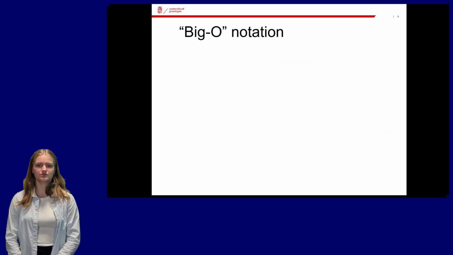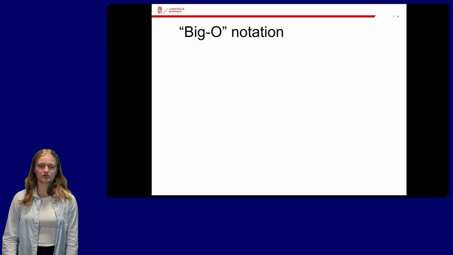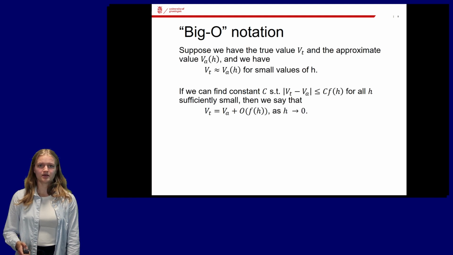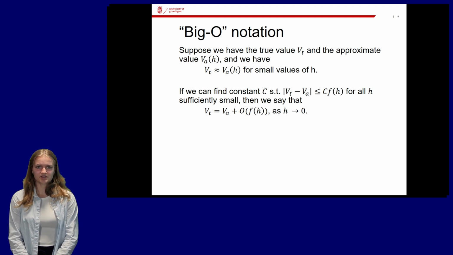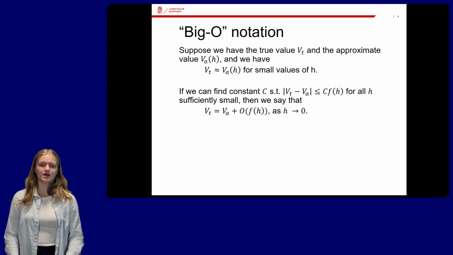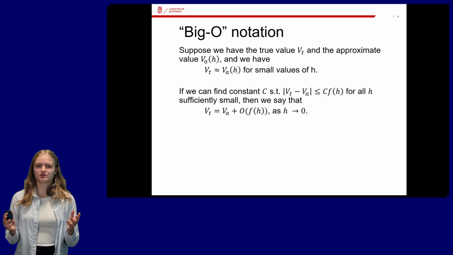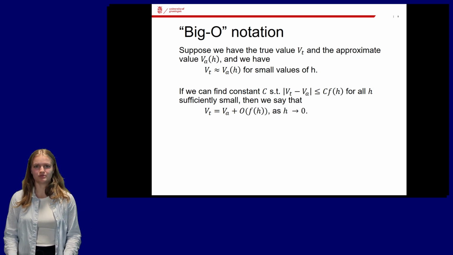So another useful notation in the error analysis is the big O notation. I'll be using this in the videos as well. It is more formally known as the asymptotic order notation. So let's say we have a true value, again, Vt, and an approximate value, Va, that depends on the parameter h. And usually we'll use h for the step size. If h becomes small enough, so if we have small enough step size, then we can say that this true value is approximately equal to our approximate value. That's obviously what we want.